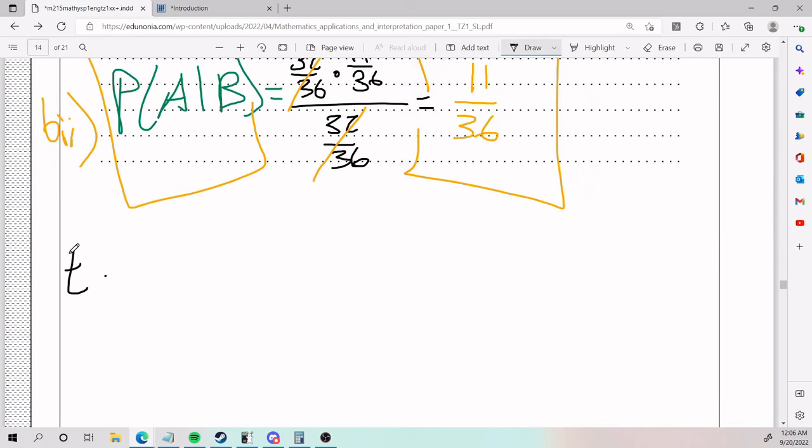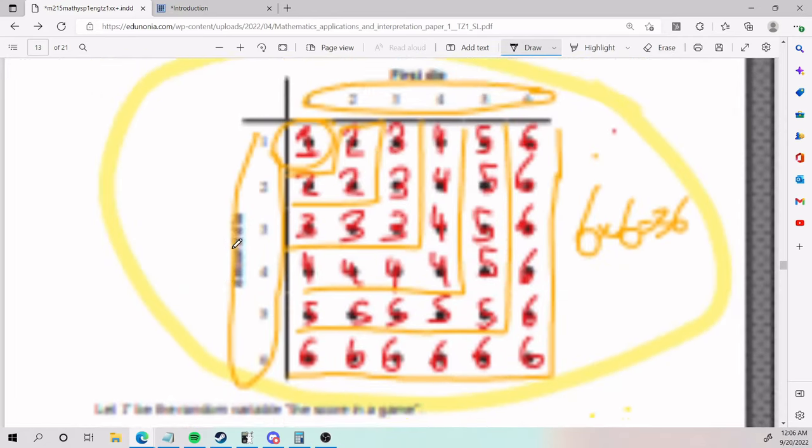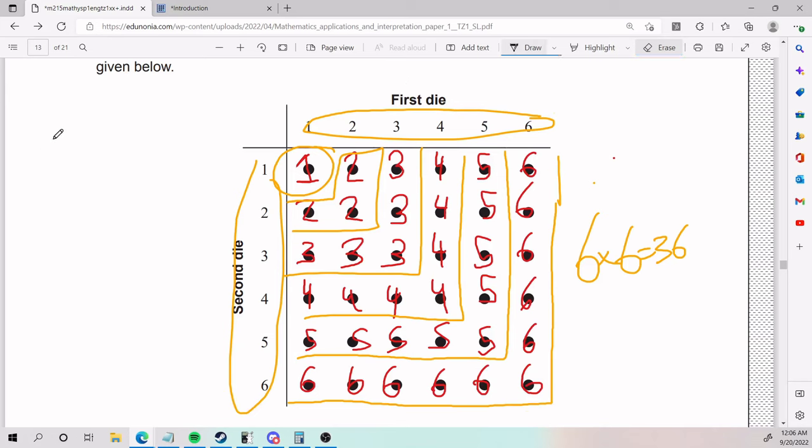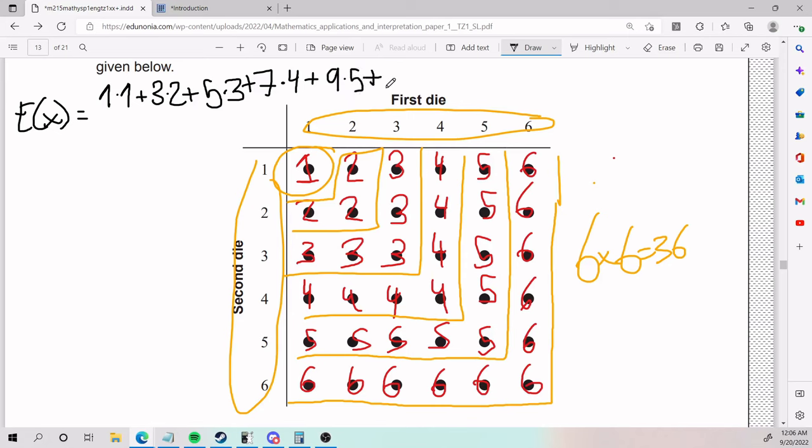So for the expected value, ¿vale? We need to ask ourselves, how many ones do we have? ¿Cierto? I'll do it up here because there's way more space. How many ones do we have? Well, we have 1, so 1 times 1. See? How many twos do we have? We have 3 twos. How many threes do we have? 1, 2, 3, 4, 5. 5 threes, ¿cierto? How many fours? 7 fours. How many fives? 9 fives. How many sixes? 9 sixes. See? So that is how you set it up.